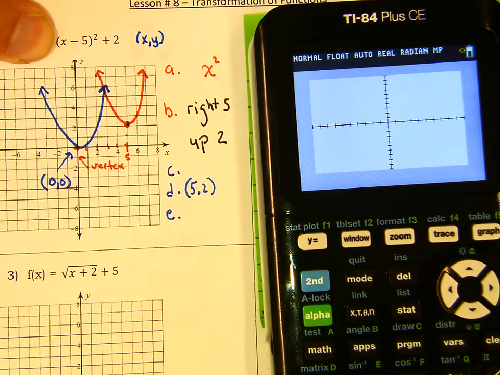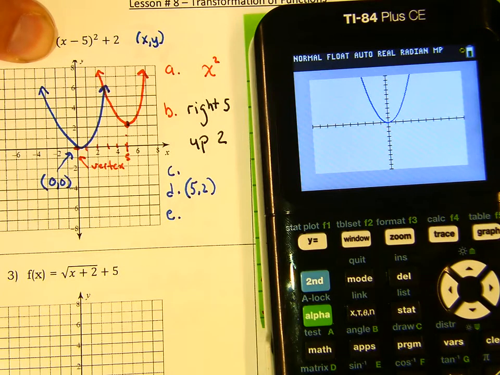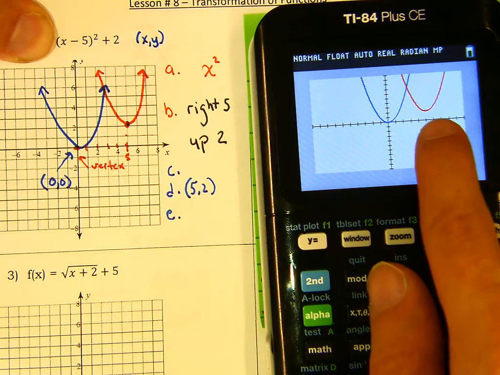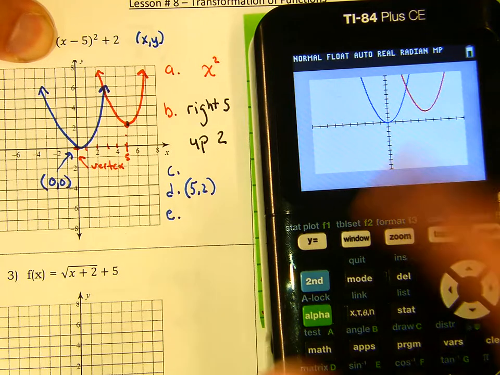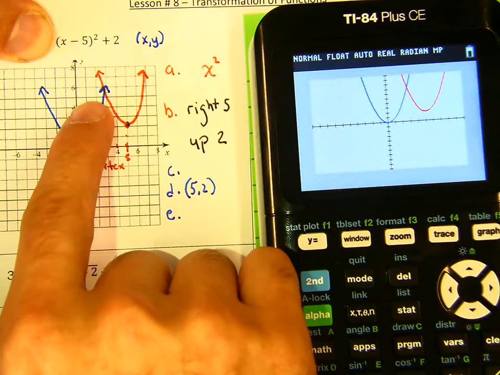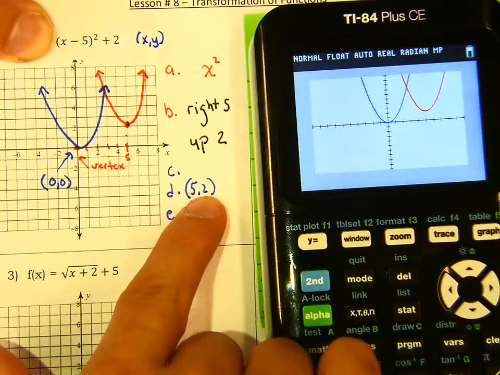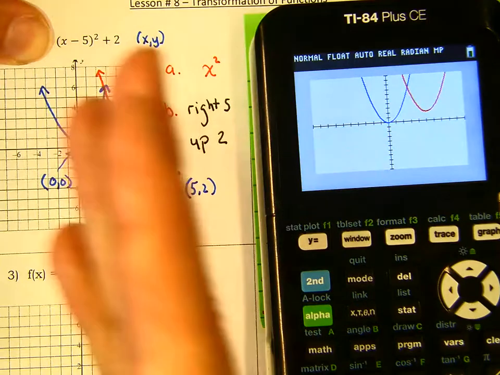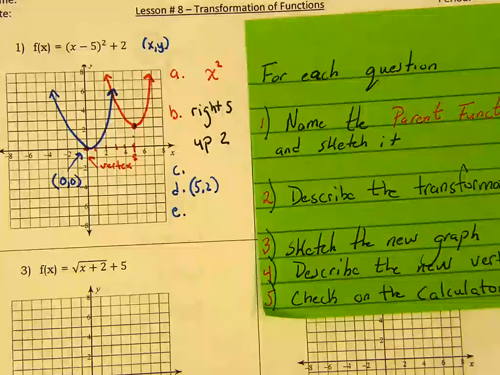Hit graph. Notice the blue is the original, and the red is here. Notice that's 5 to the right and 2 up. And that's what I would like you to do. Draw the original graph, describe the transformation, what's happening to the vertex, and then check it with your calculator for every single question. And you will get better and better, okay?